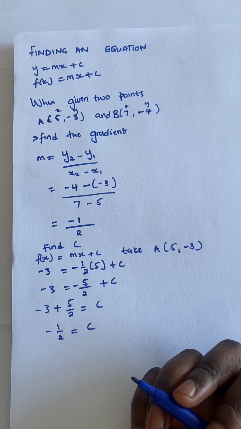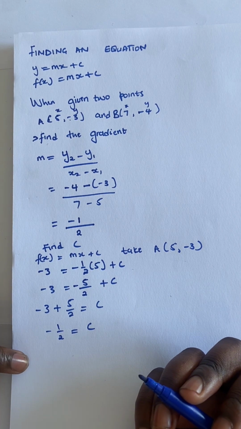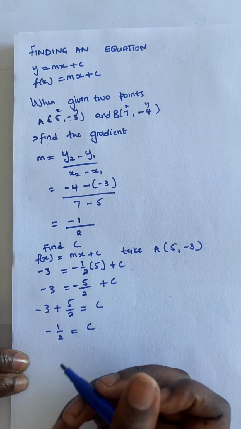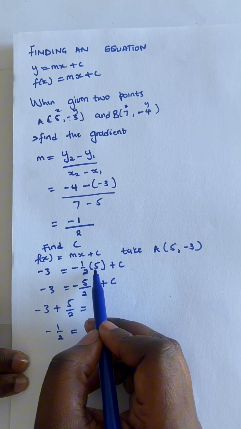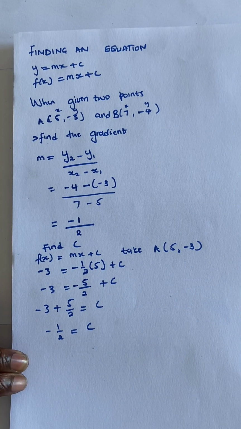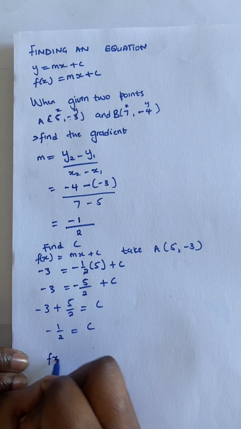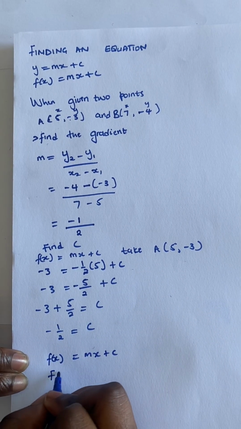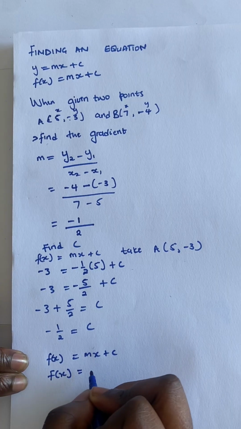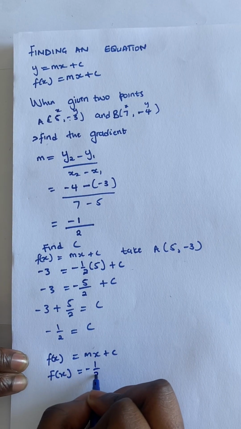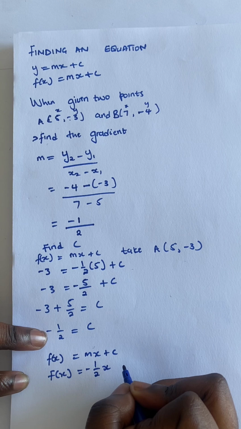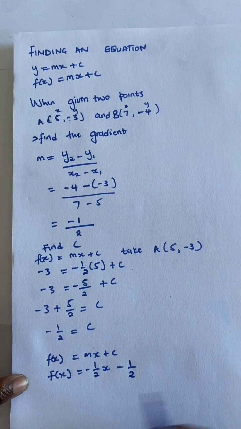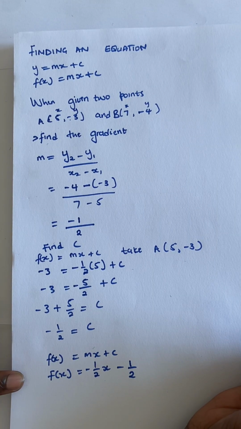Now that you have found the value of c, you have to come back and substitute those numbers. Remember, you just found the value of c. These are not the exact points of an equation, so your f(x) is equal to mx plus c. Remember you already have your gradient, which is negative 1 over 2 x, and your c in this case is negative 1 over 2, and here is your equation of the graph.